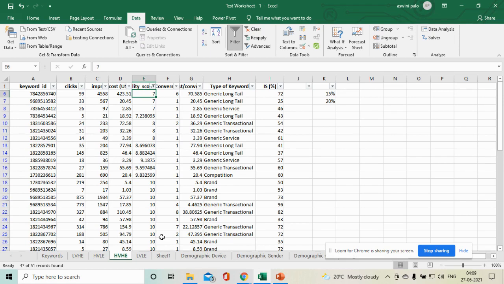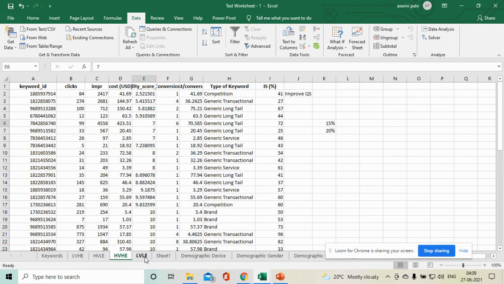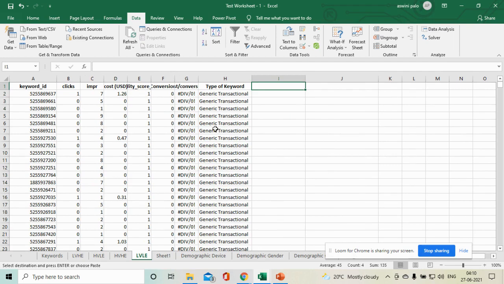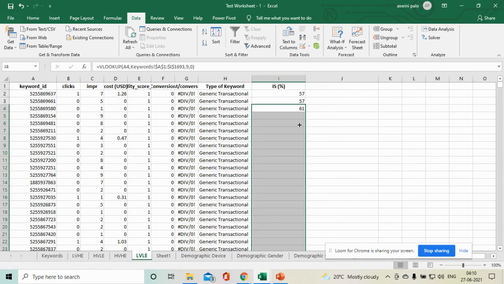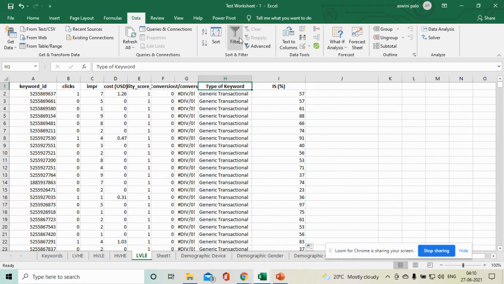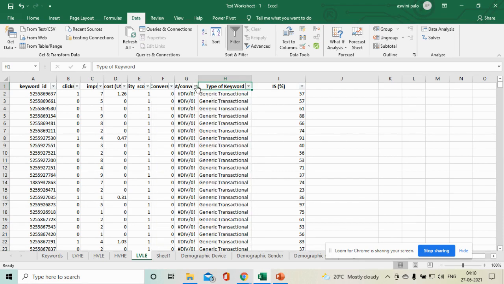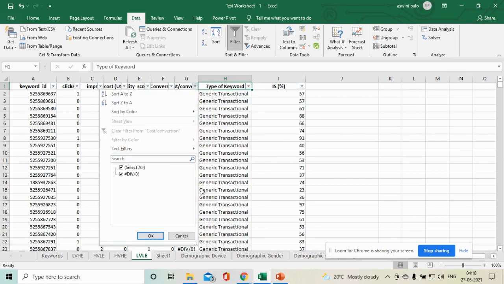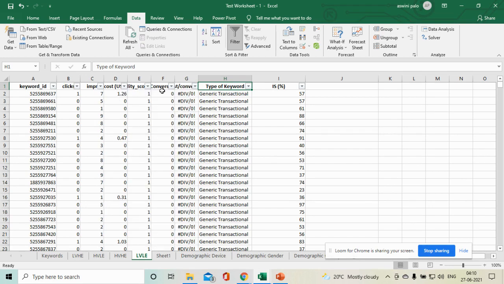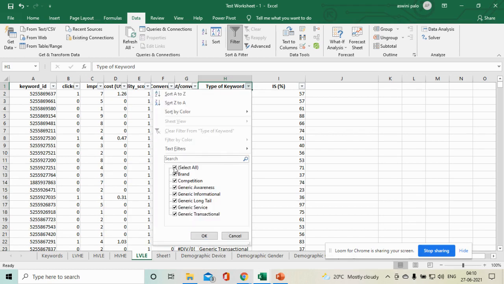Okay. Now come to low volume, low efficiency. What we can do here, let me copy this, paste it here. Okay. So now what we can do here, go to this. Now you can see here what are the fine? Okay, so here what is happening? Nobody is giving you conversion. Okay, what should be your basic objective? First, look for brand keywords.